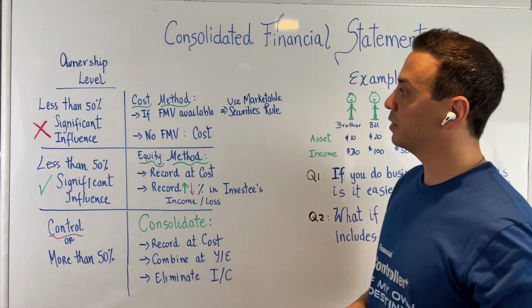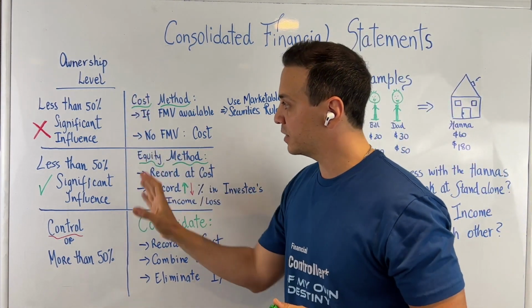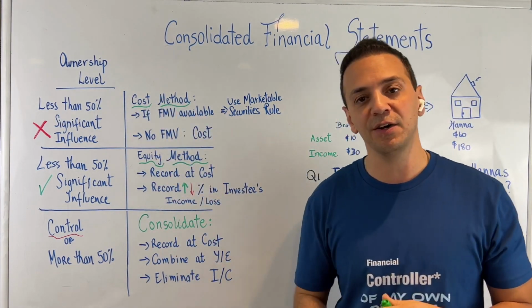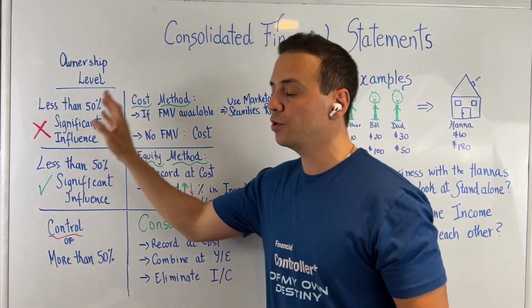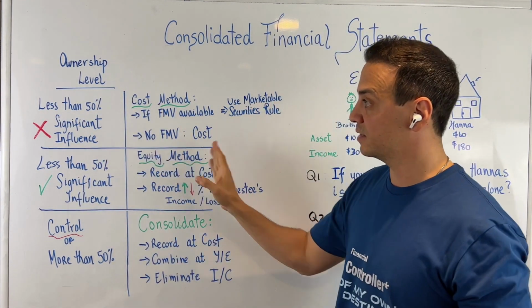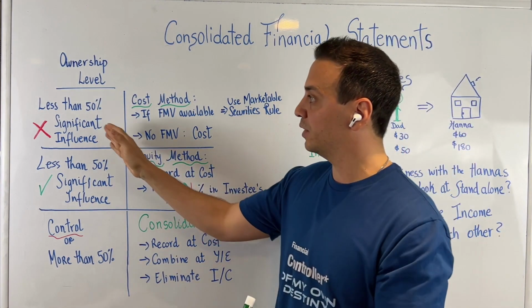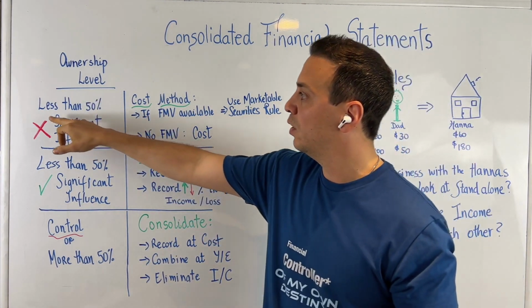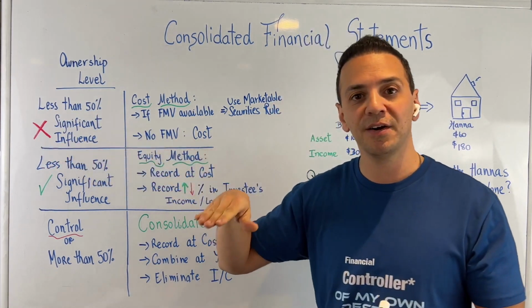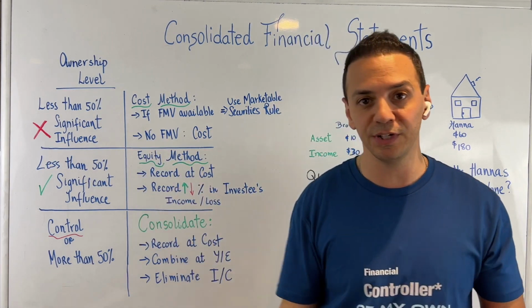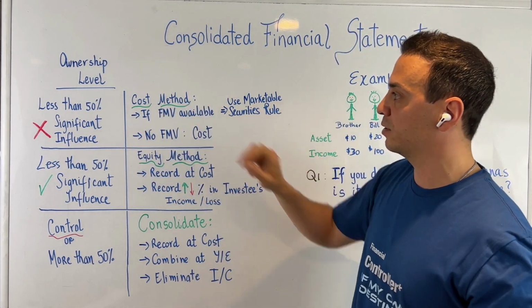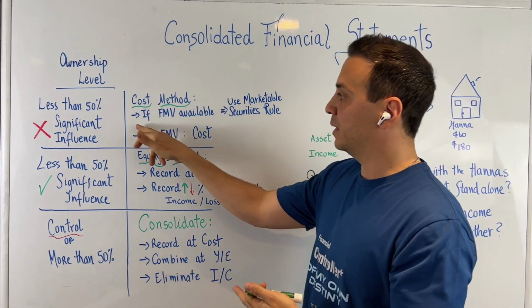So jumping here into the matrix of deciding when to use consolidation versus when to use a simpler method of accounting, you'll see that it comes down to the ownership percentage and the amount of influence and control the parent has in a subsidiary. So the first level here, or the lower level, is that if you own less than 50% and you have no significant influence, the parent has no significant influence in the operation of the subsidiary or the investment company, you'll be using the cost method of accounting, which is then broken down.